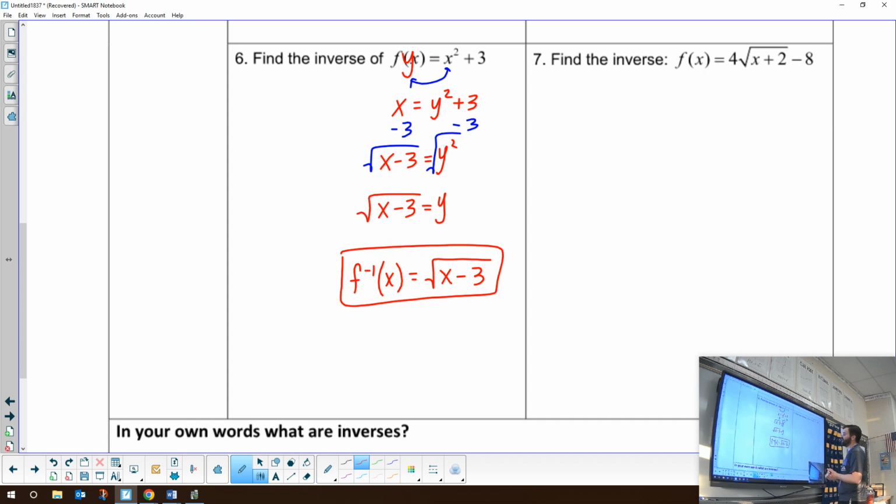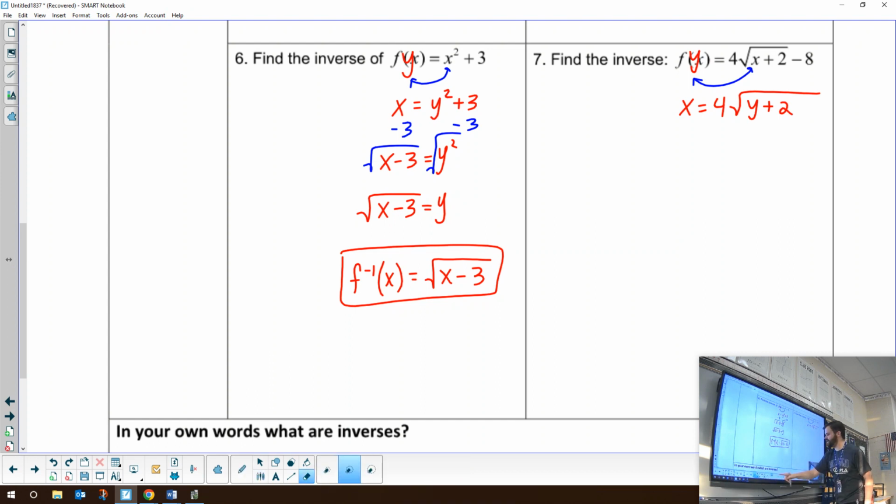All right, our last one here. We got a lot going on. We got a 4, we got a 2, we got a negative 8. So we're going to have to figure this out. But first, let's switch my x and y. Okay? So we're going to have my x over here. We're going to go x equals 4 times the square root of y plus 2.